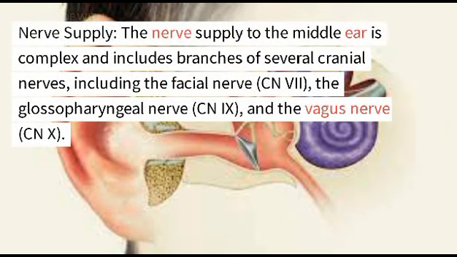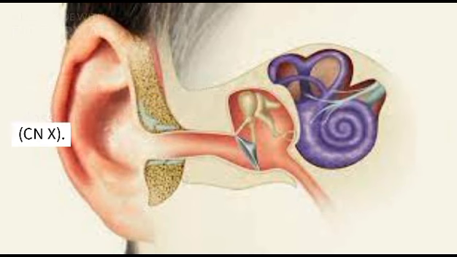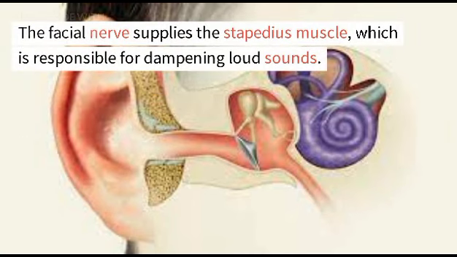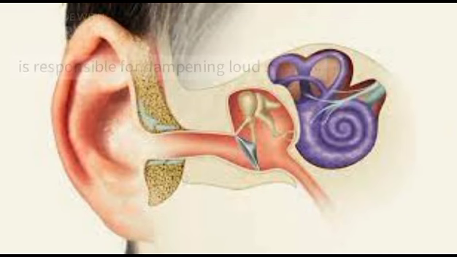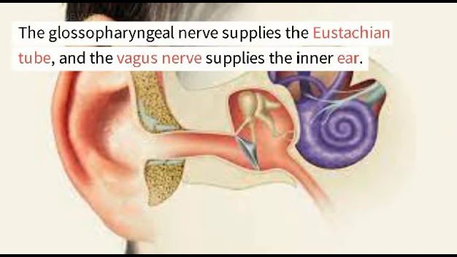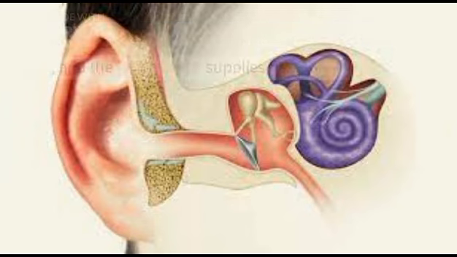Nerve supply. The nerve supply to the middle ear is complex and includes branches of several cranial nerves, including the facial nerve, CN7, the glossopharyngeal nerve, CN9, and the vagus nerve, CN10. The facial nerve supplies the stapes muscle, which is responsible for dampening loud sounds. The glossopharyngeal nerve supplies the eustachian tube, and the vagus nerve supplies the inner ear.